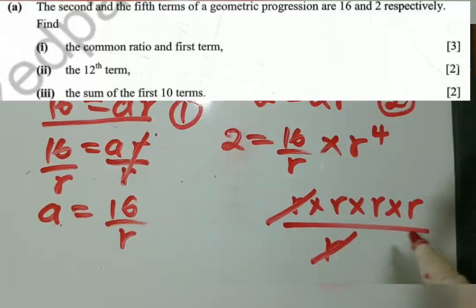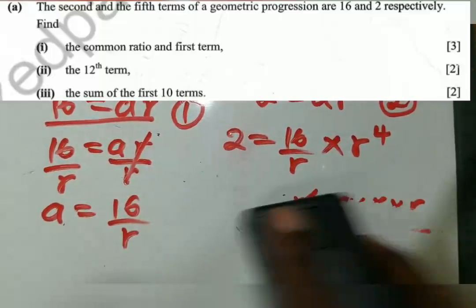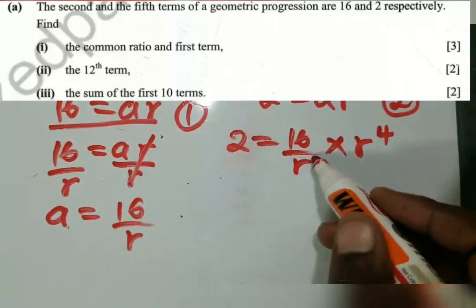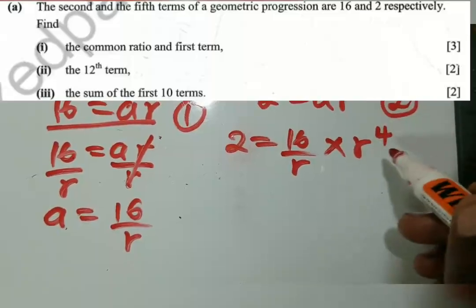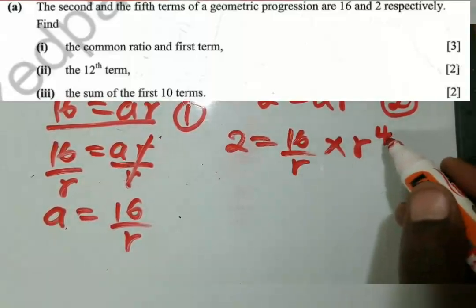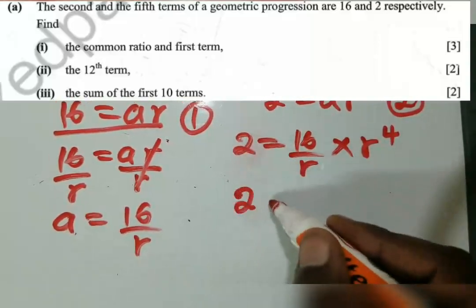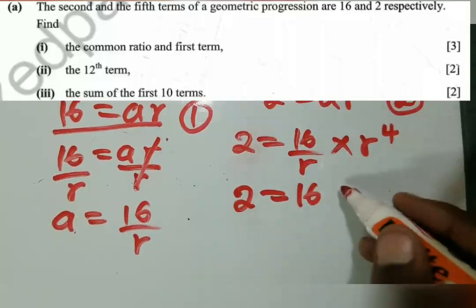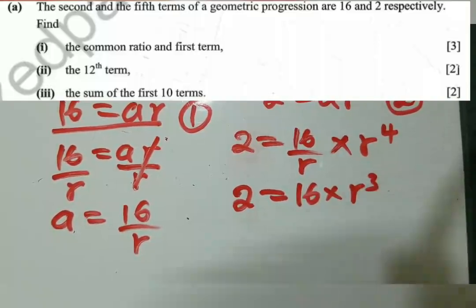What are we going to remain with? We are going to remain with 3 R's. What I mean is, this R is going to be cancelled with that R, so with 1 R of the 4, we are going to have 3 R's left, or should I say remaining. So on this side we are going to have 2 is equal to 16, since this one has been cancelled, meaning that there is nothing down here, multiplied by R to the power 3, like that.